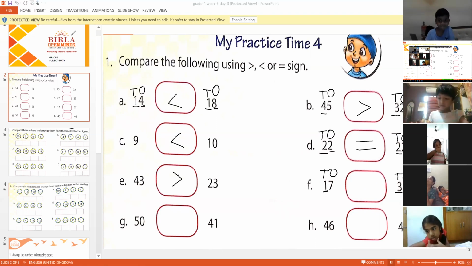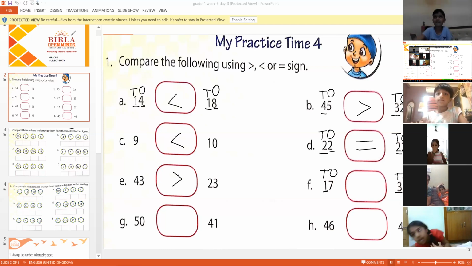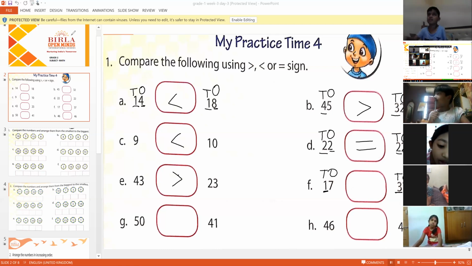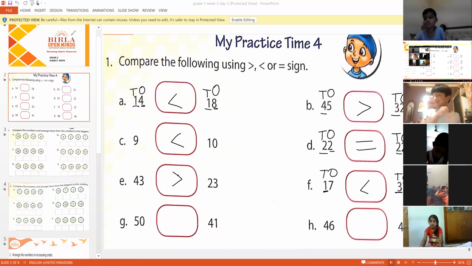Okay, Ashwath, wait. Brinda, you tell me which number is greater and which number is smaller in 17 and 37? 17 is smaller than 37. This means 37 is greater than 17. Okay.